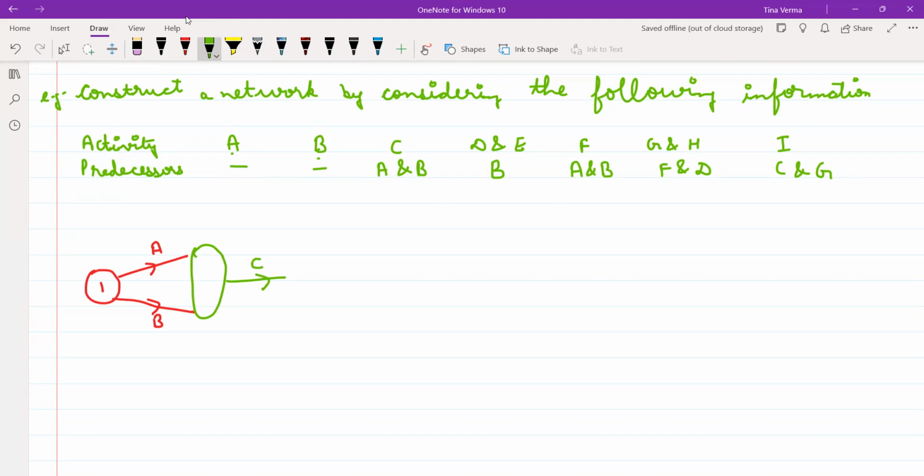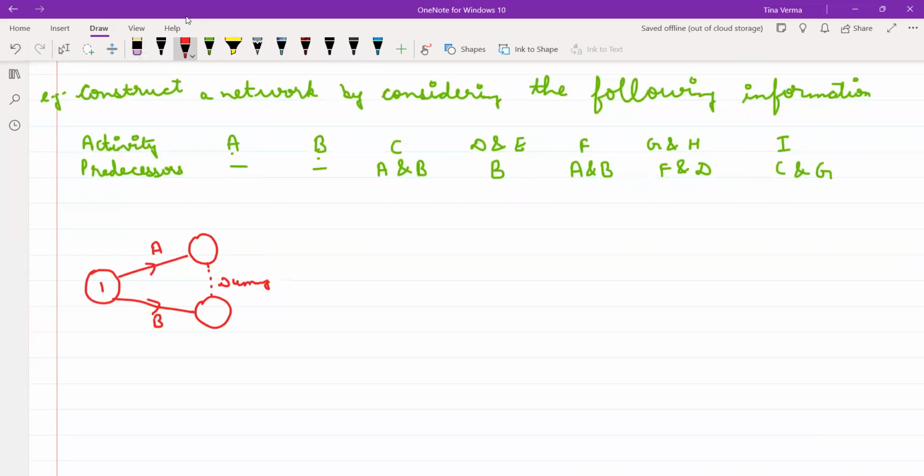Yes? No. Why? Because in this case, activity A is starting at 1, activity B is also starting at 1, but they should not end at the same node, right? So this is not allowed. So how can you overcome this case? You can create a dummy activity. Now you have to take care of the arrow, in which direction you create your dummy activity.